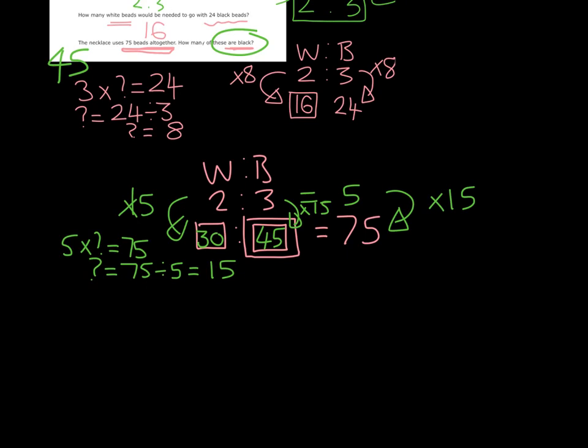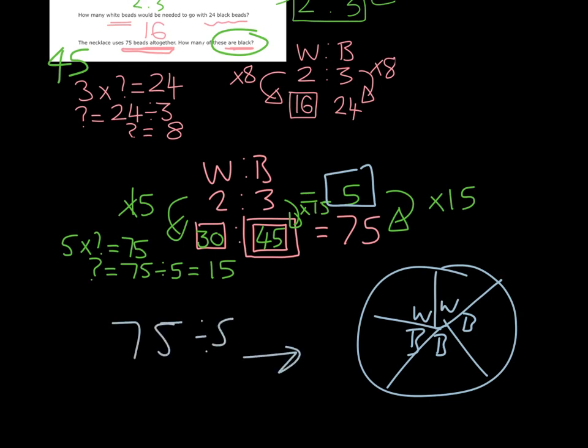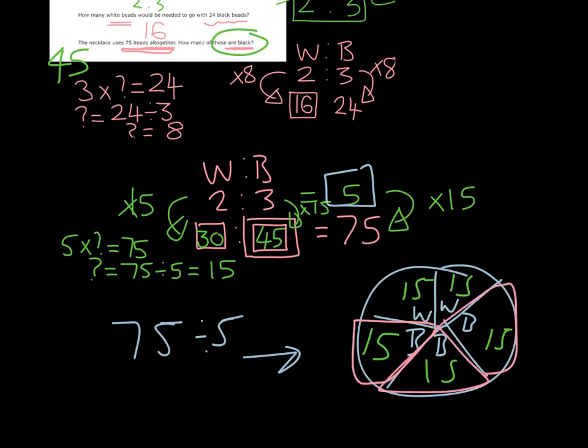You could also do it using a pizza picture. So 2 to 3 would mean we'd need 5 parts. So this is that 5 there. 2 to 3, for every 2 white, there are 3 black. And we knew the necklace needed 75. So we'd share that between the 5, which is where the 15 came from. Then you can see from the pizza picture, we just want the black. We just need to focus on the black sections, which is the 3 pieces, 15, 30 and 45.